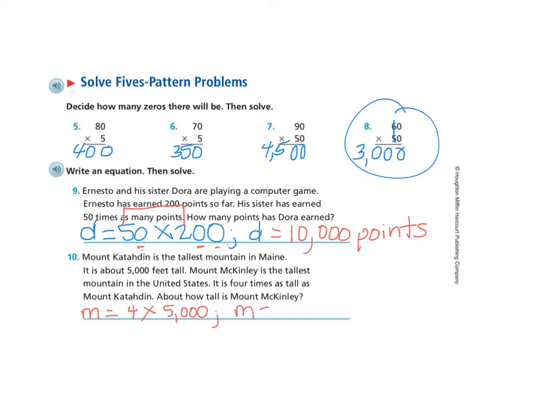Well, Mount McKinley is going to have 1, 2, 3, at least 3 zeros. But I have to look at these two factors right here, 4 times 5, which I know the answer to that is 20. So therefore, my product is going to have an extra 0. 20,000 feet. You just need to be careful when you're multiplying with those 5s, because sometimes it adds in another 0 just because the product of those factors has a 0 in it. And you have to take into consideration the zeros that you have already in your tens.